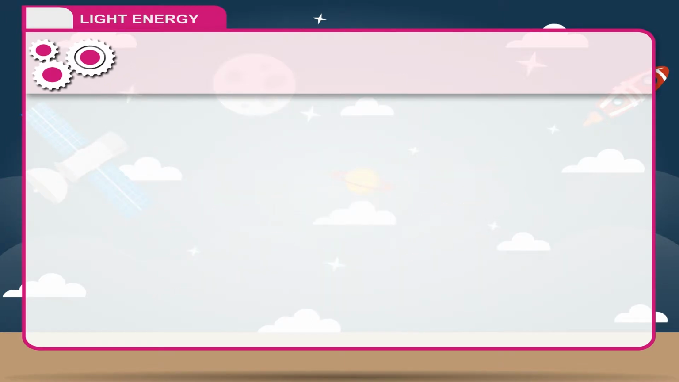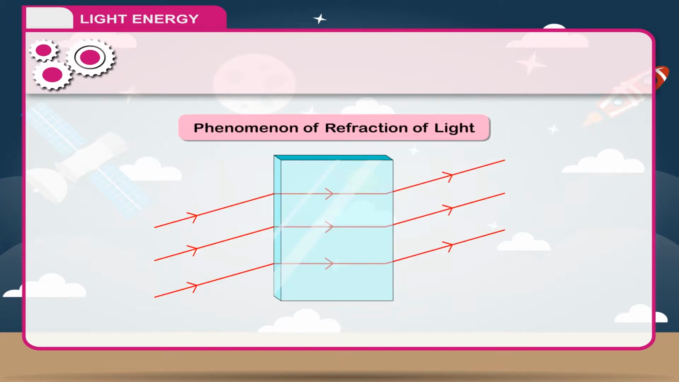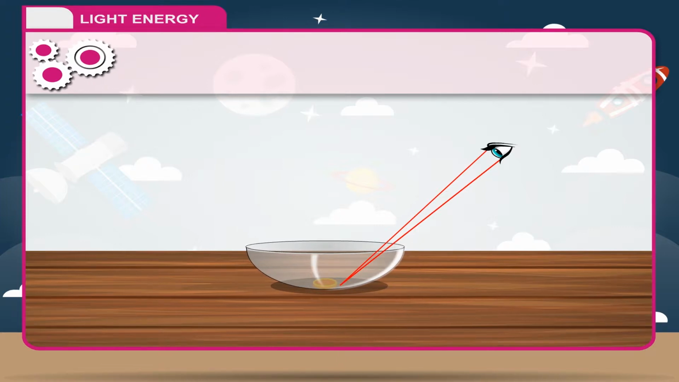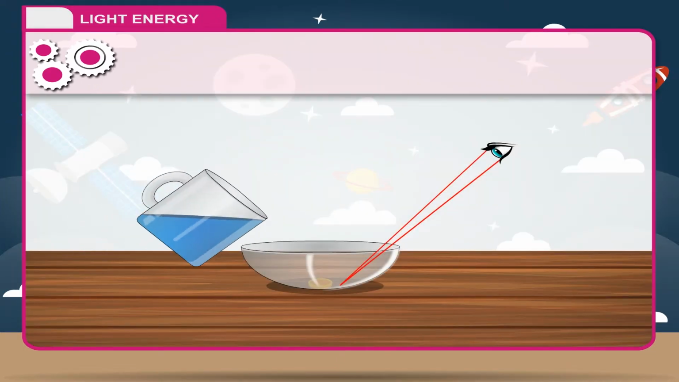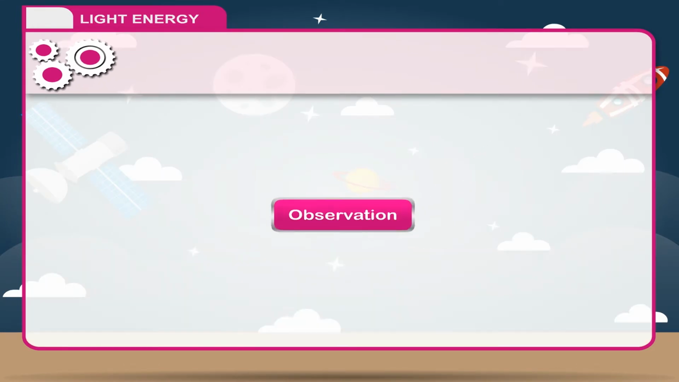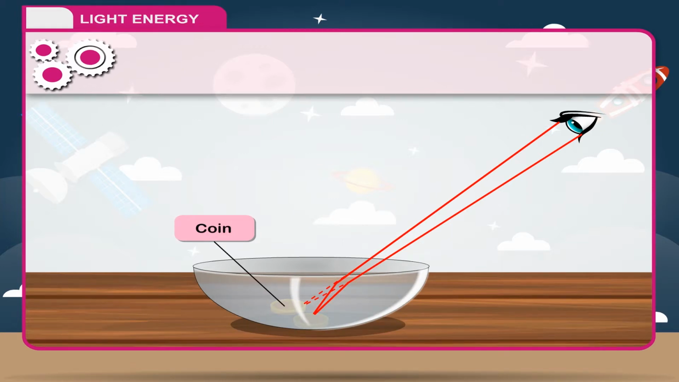Activity. To understand the phenomenon of refraction of light, place a large shallow bowl on a table and put a coin in it. Move away slowly from the bowl. Stop when the coin just disappears from your sight. Ask a friend to pour water into the bowl. Keep looking for the coin from your position. Observation. The coin becomes visible again. It appears slightly raised above its actual position due to refraction of light.